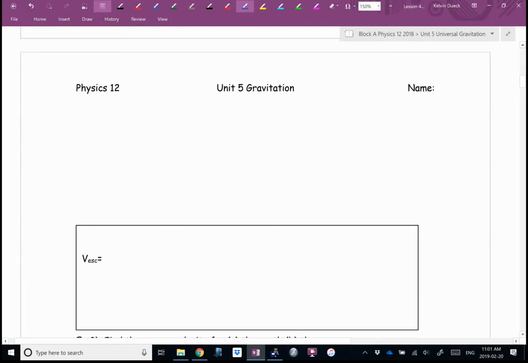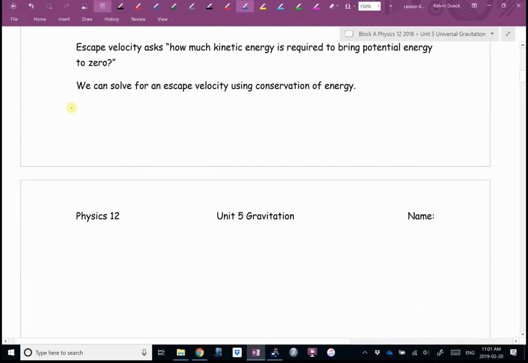Looks like this. I think we'll write one line on this page. KE initial plus PE initial equals KE final plus PE final. Now, final is out at infinity. How much potential energy do I have out at infinity? Exactly as a number. Zero. We defined it that way.